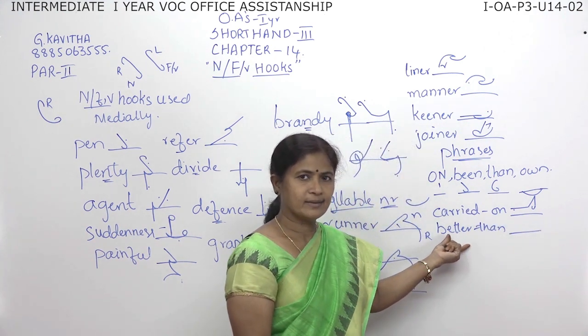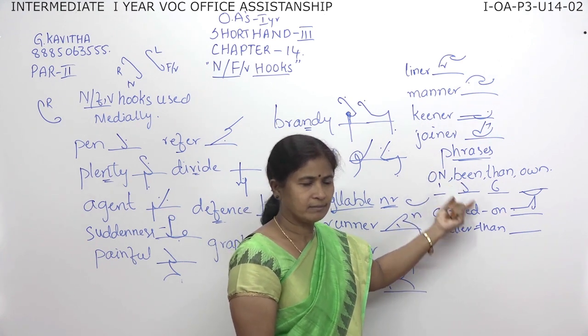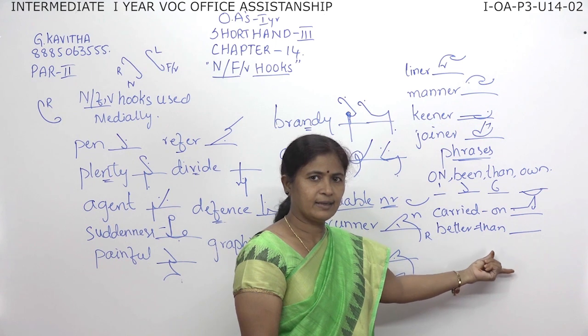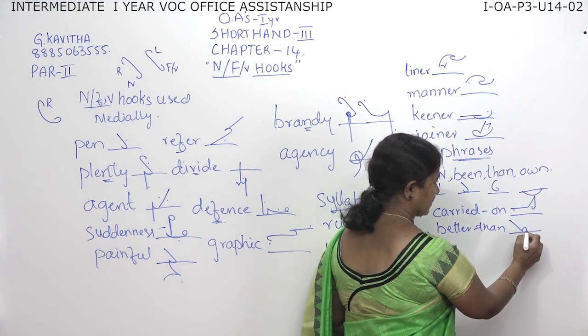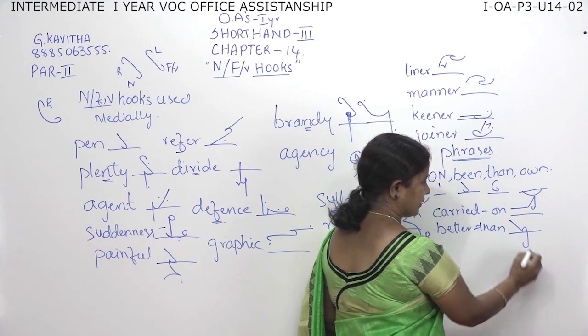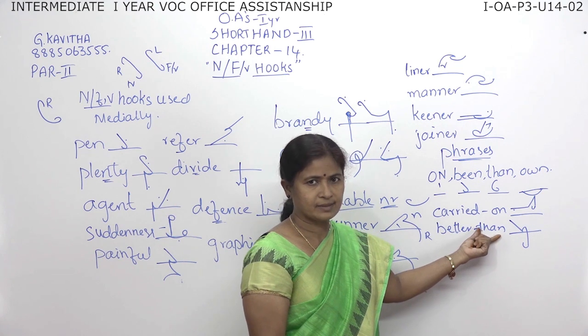Better than. Better than. Do we say better on or better been? We don't say better on. We say better than. Okay. How do we write better? Be and ter. Better. Now than is, if you write enok, it becomes than in the phrase.